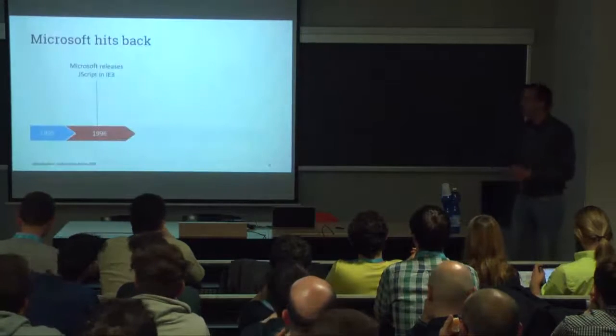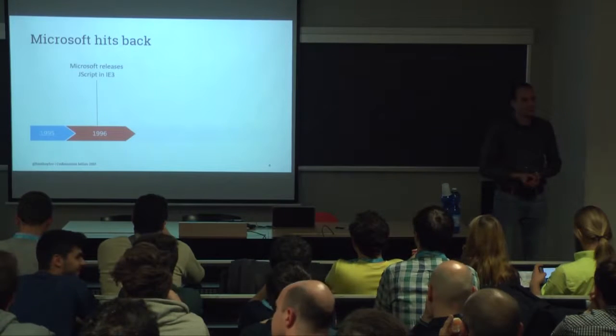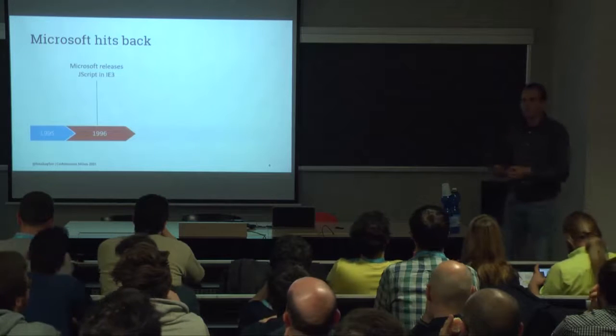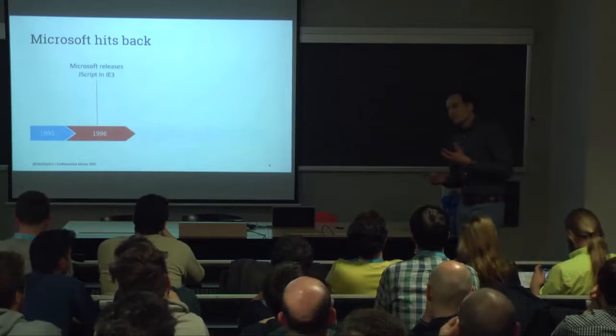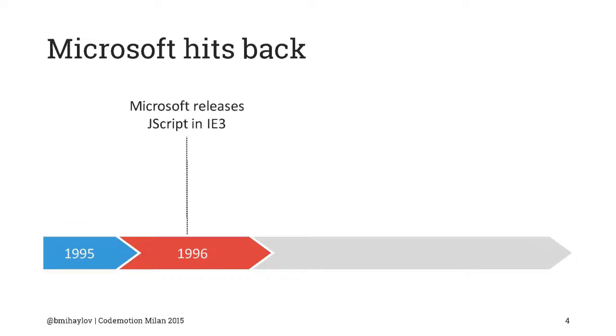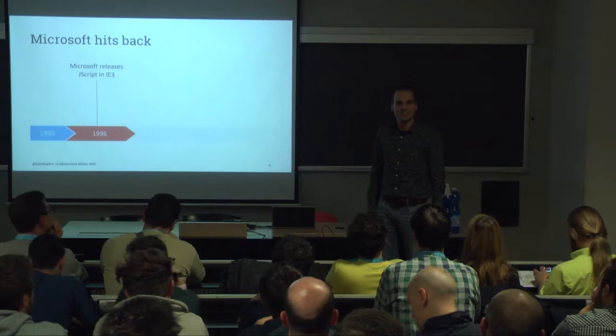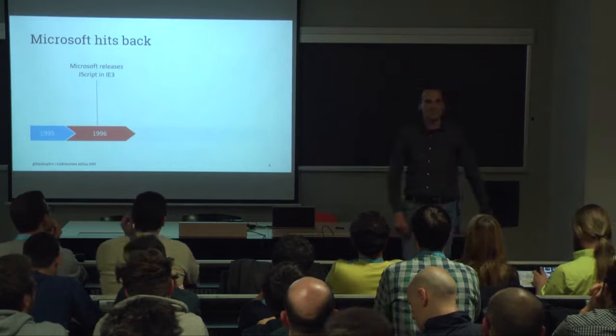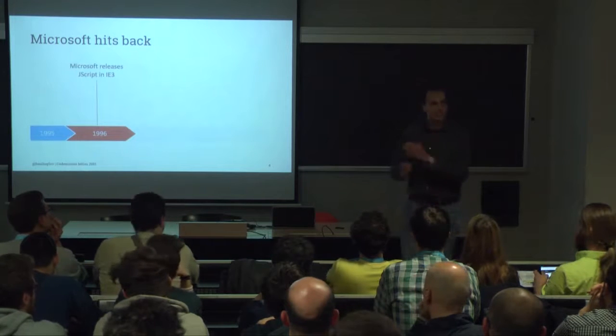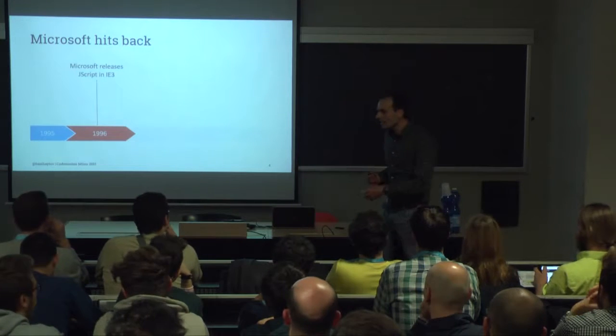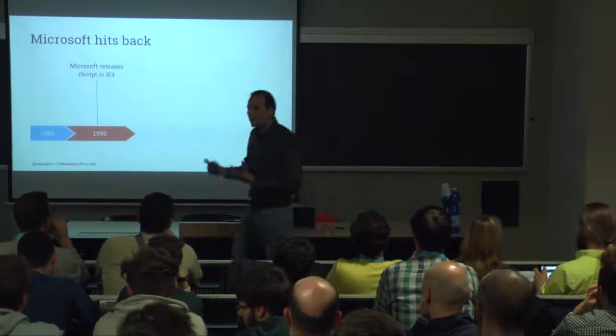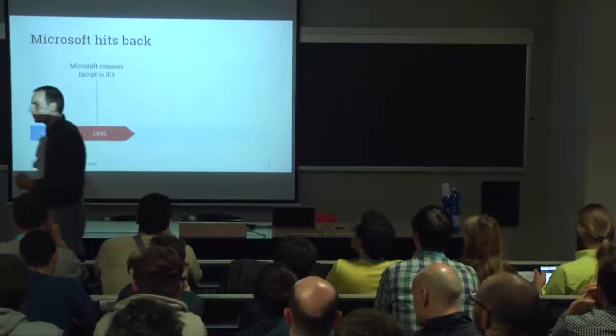What happened next? Well, Microsoft, of course, was going to release something, because they saw that Netscape was already a step ahead, so they said, no, we should also have our own version. And they called it JScript. And it was first released in Internet Explorer 3. So these were already the first steps towards JavaScript.